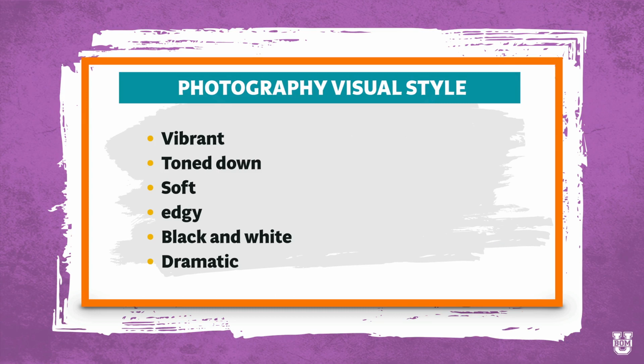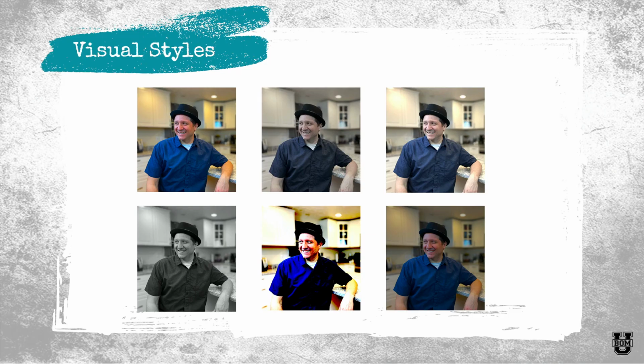So are they really vibrant colors, or are they more toned down or sepia toned? Are they real soft images, or are they edgy? Are they black and white or faded? Are they dramatic? These are the kinds of things you want the photos to have: an overarching style, so that it all fits within your brand identity.